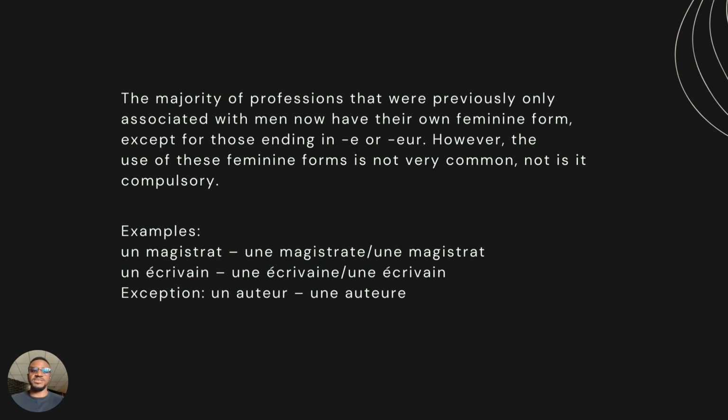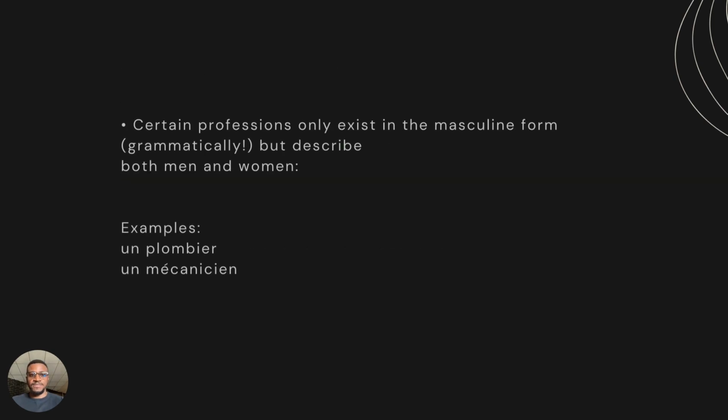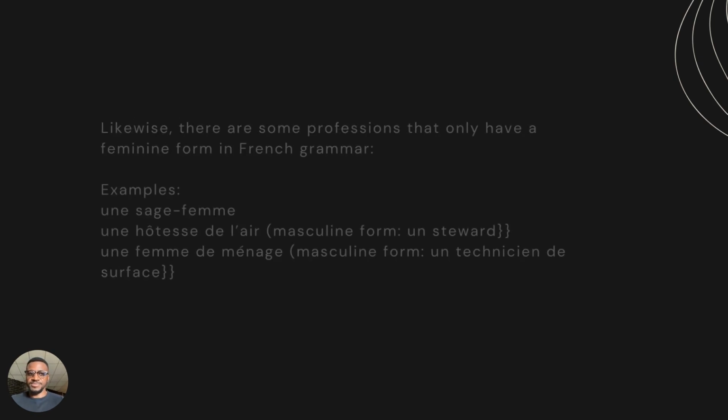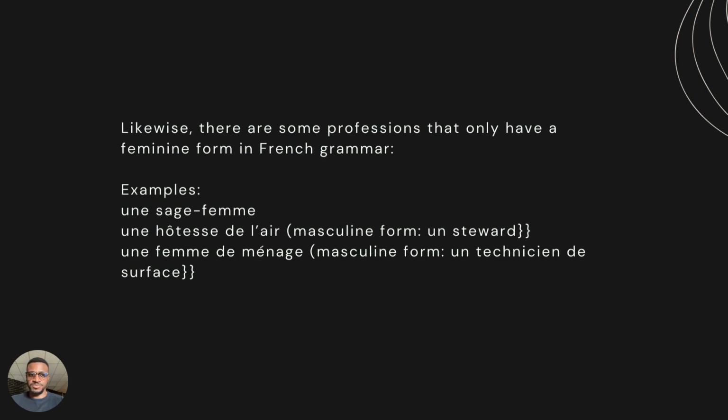So we have un magistrat, un écrivain, un écrivain, un auteur, une auteure. You can tell it is now feminine. And then I can also add un acteur, une actrice, and so on. But certain professions only exist in the masculine form, but describe both men and women. Un plombier, un mécanicien, referring to both men and women.